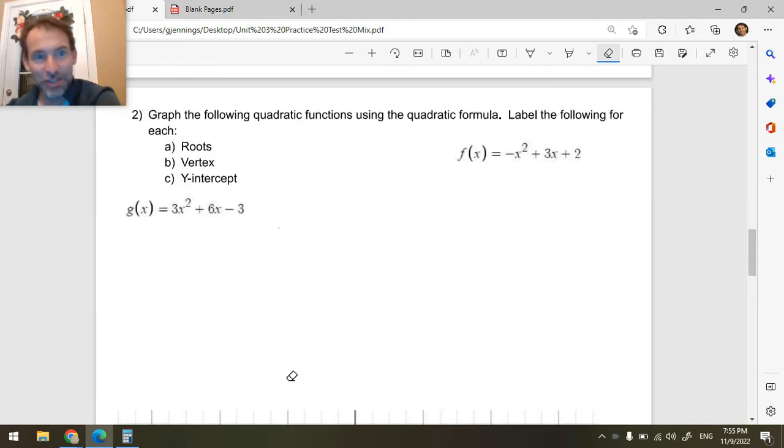Let's take a look at how we can use the quadratic formula to create some really accurate, some really nice graphs of some quadratic functions. All right, now let's start with f of x. I always recommend that you create for yourself a little table of a, b, and c, where a is equal to the first coefficient, in this case, -1, b is equal to 3, and c is equal to 2. That little chart is going to save you some headaches because it's going to help you avoid errors.